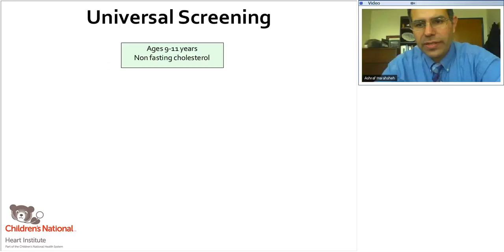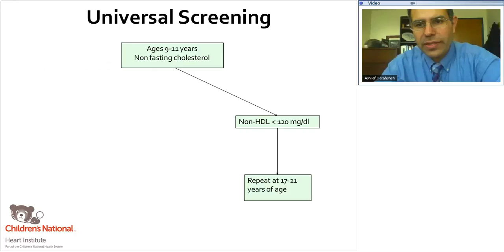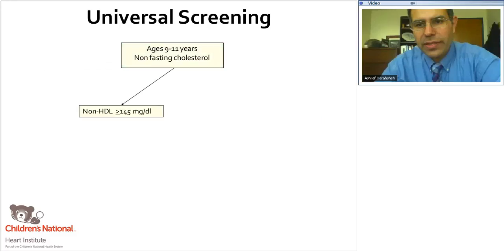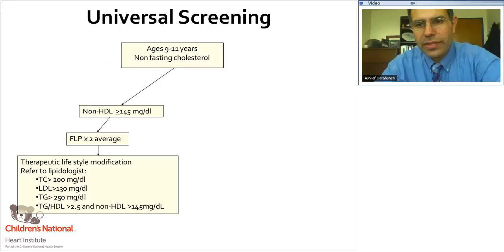Universal screening in children: the recommendation is that you check the profile between 9 to 11 years of age. If their non-HDL is less than 120, you congratulate that family and ask them to have another profile at 17 to 21 years of age. If the non-HDL is high, above 145, then the recommendation is to repeat a fasting lipid profile within 3 months, and once you get that profile, then you do the management as outlined previously.